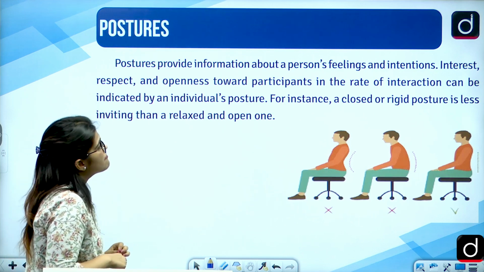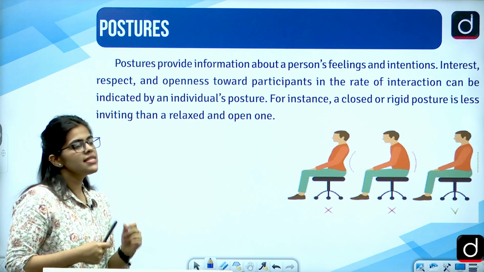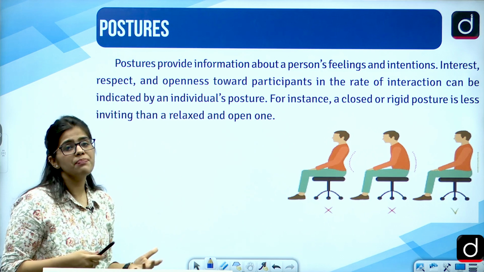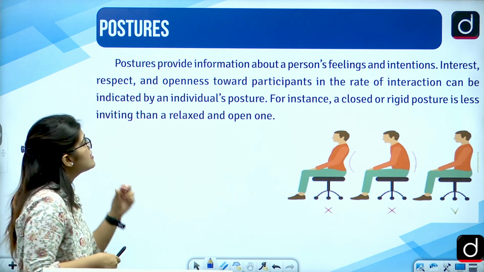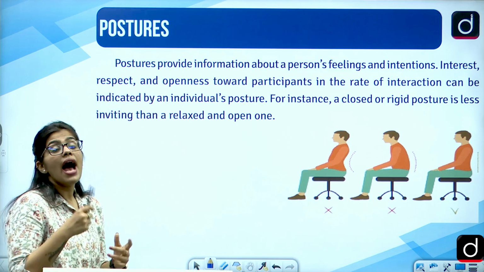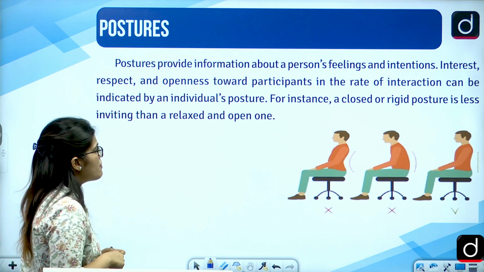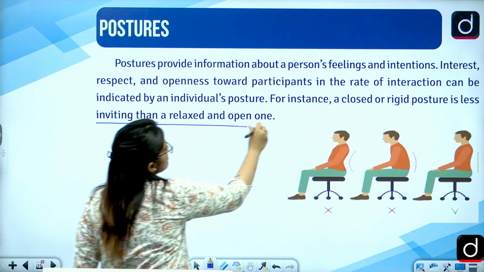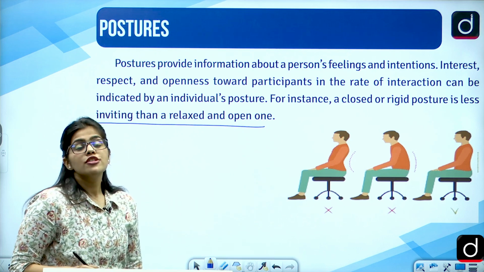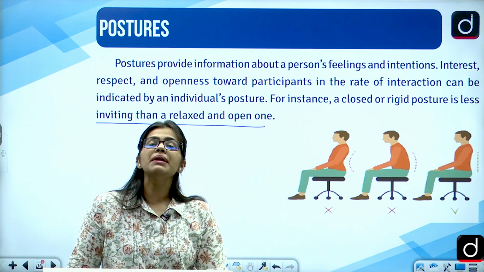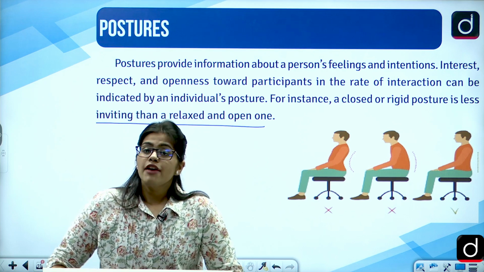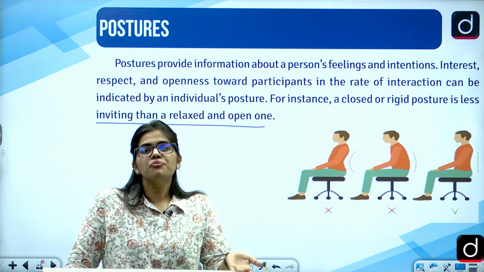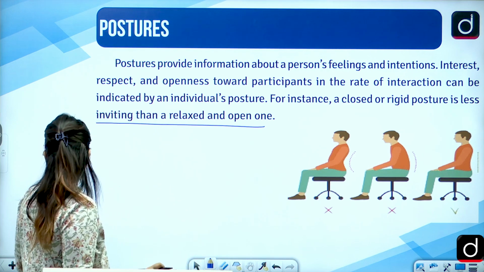Postures provide information about the person's feelings and the person's intention as well. Interest, respect and openness towards participation and the interaction where you are tells a lot about the individual, and this is depicted by the posture they are maintaining. For instance, a closed and rigid posture is less inviting than a relaxed and open posture. So if you are too tense, it will be depicted by the posture you are keeping. If you are interested in the conversation, you lean in and listen to someone, while if you're not, you may avoid the conversation.